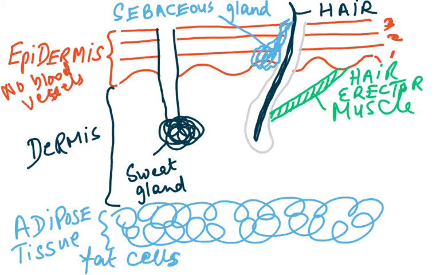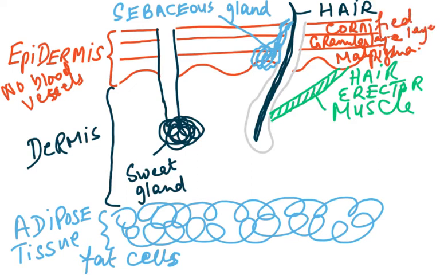It's very thin. The first layer is called the Malpighian layer. Then the second layer is called the granular layer. And the third layer is called the cornified layer. Well, the names are not so important. So: Malpighian layer, granular layer, and the cornified layer.